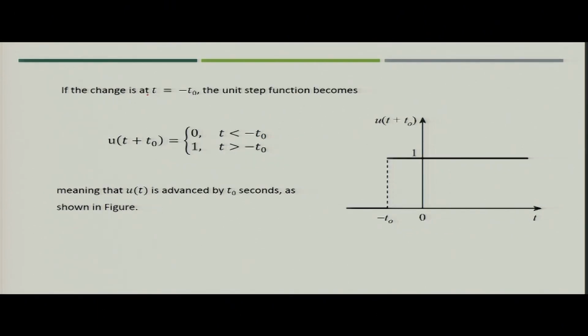Now, if you change t to minus t naught, the unit step function will become u(t + t naught), and the value would be 0 and 1. It will be 0 when t is less than minus t naught, and it will be 1 when t is greater than minus t naught. You can see from the figure also that just before minus t naught it is 0, and just after minus t naught it becomes 1. In this way, you can say that the unit step function is advanced by t naught seconds.